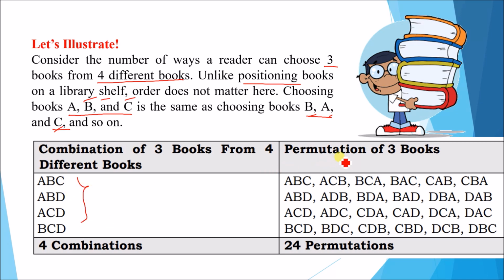And pagdating naman kay permutation, because order matters, kunwari, kinuha mo yung letter A, tapos followed by B, followed by C, it is actually different from A, C, and B because order matters pagdating kay permutation. But pagdating kay combination, order doesn't matter. ABC is just the same as CBA or other arrangements na pwede natin consider na isa lang sila pagdating kay combination.